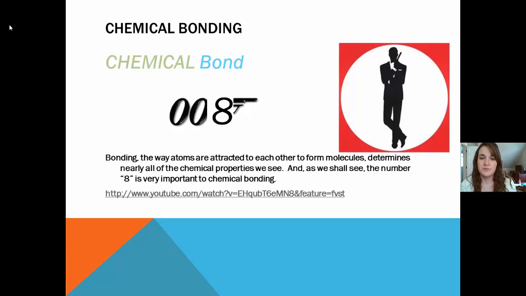Without chemical bonds, you would not be sitting there. You would not be using your computer. The entire Earth really would not exist. So chemical bonds are extremely important. Another thing that's very important is the number 8. Just keep in the back of your mind, 8 is the magic number.